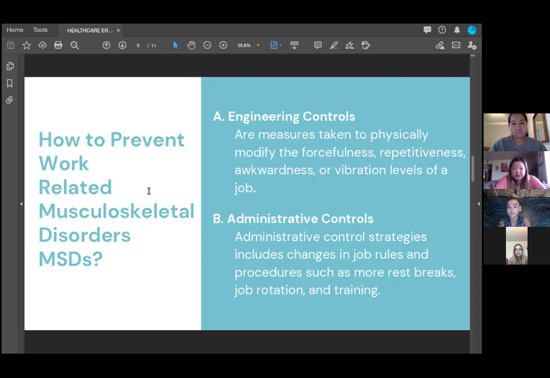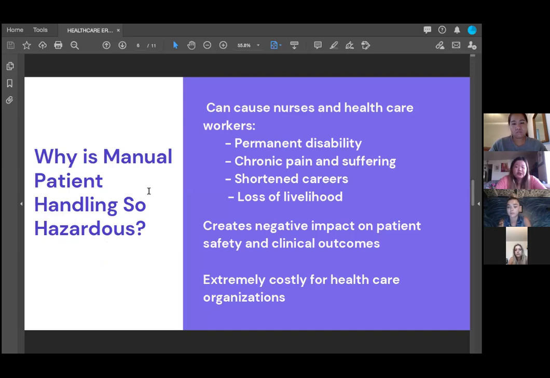If you have proper training, it will basically reduce the impact or severity of a hazard because at least you know what to do. Exactly. Next, why is manual patient handling so hazardous?